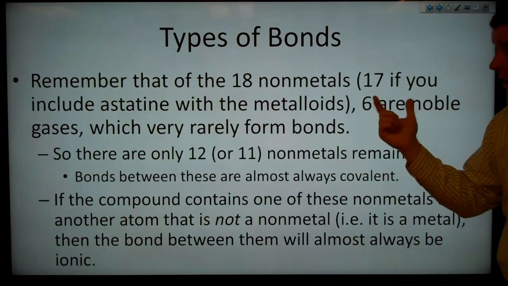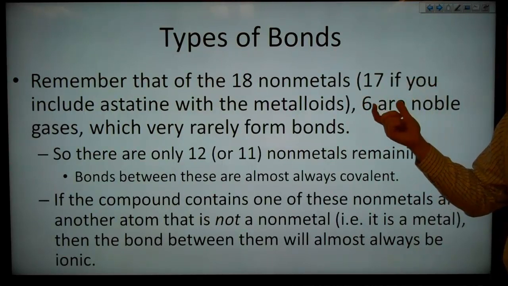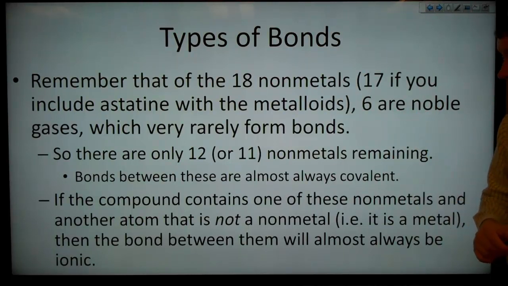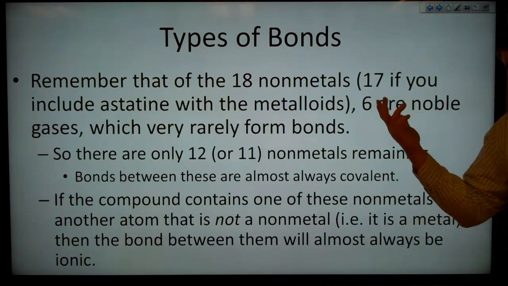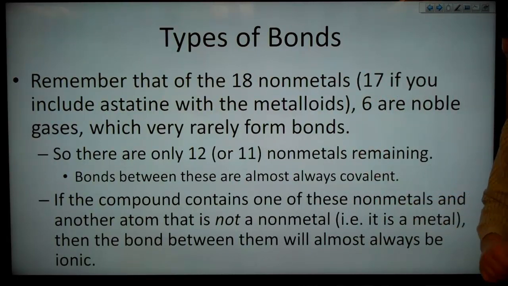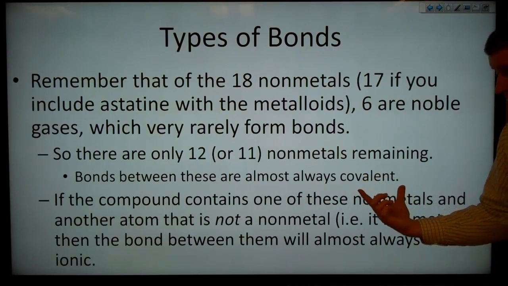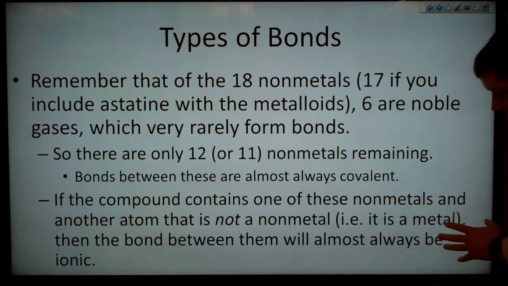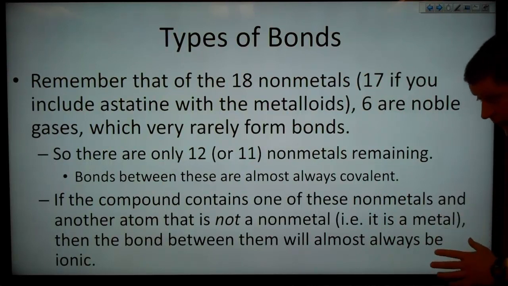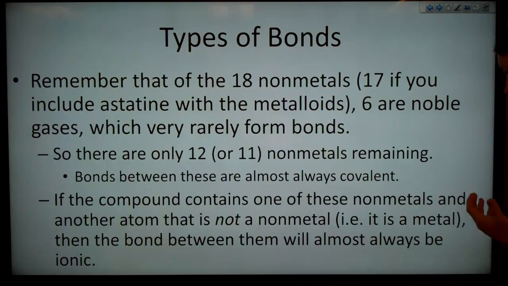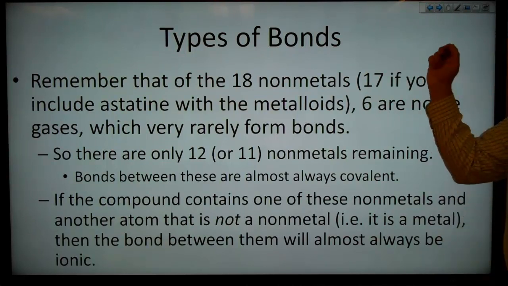Remember that of the 18 nonmetals, 17 if you include astatine with the metalloids, 6 are noble gases, which very rarely form bonds. So there are only 12, or 11 if you're including astatine with the metalloids. There are only 12 nonmetals left, and bonds between these are almost always covalent. If the compound contains one of these nonmetals and another atom that is not a nonmetal, in other words, it's a metal, then the bond between them will almost always be ionic.